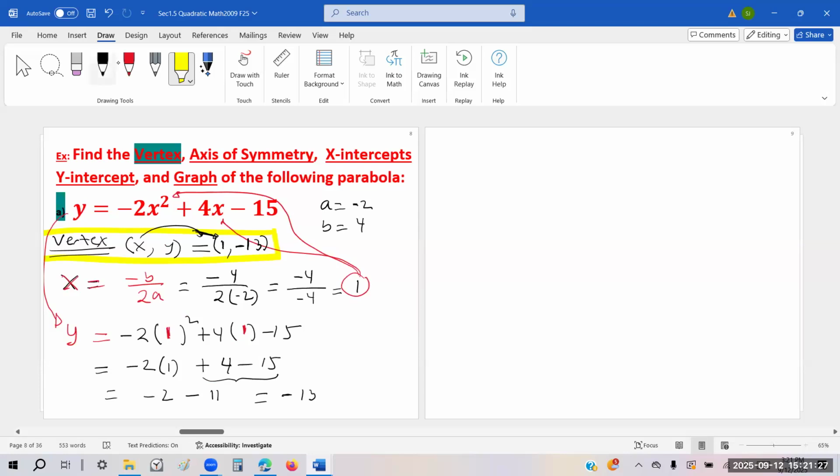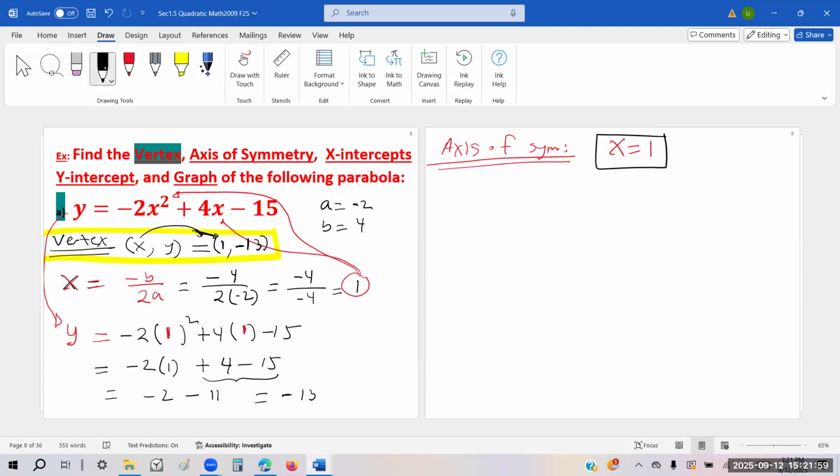And that tells us our axis of symmetry. Axis of symmetry is a vertical line that goes through the vertex. So any vertical line has what formula? The equation for any vertical line is x equals. So in our case, x equals how much? What's the vertex? 1. So this is the axis of symmetry. We don't need to solve it because in the vertex we already solved it. So we found the vertex and the axis of symmetry.